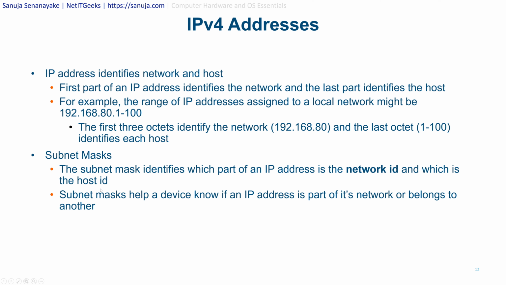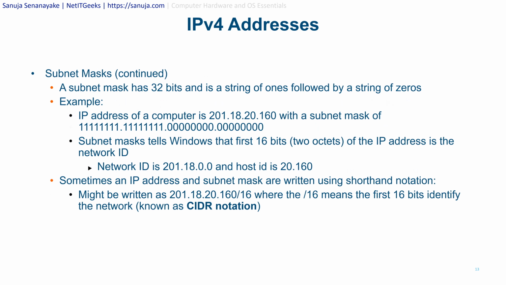Subnet mask. The subnet mask identifies which part of the IP address is the network ID and which part is the host ID. The subnet mask helps a device know if an IP address is part of its network or belongs to another network. I will describe how subnet masks work in a little more detail on my next slide. A subnet mask in IPv4 has 32 bits and is a string of ones followed by a string of zeros.